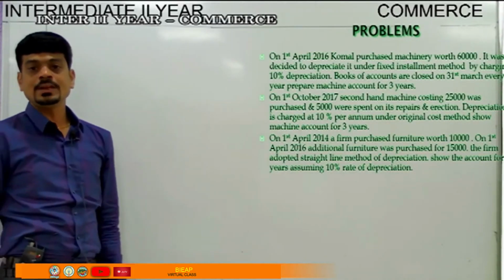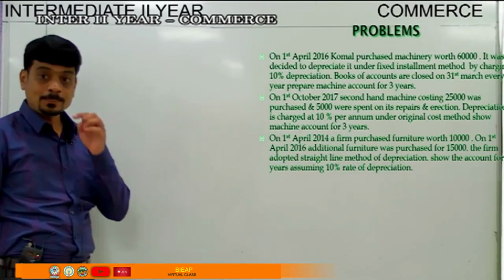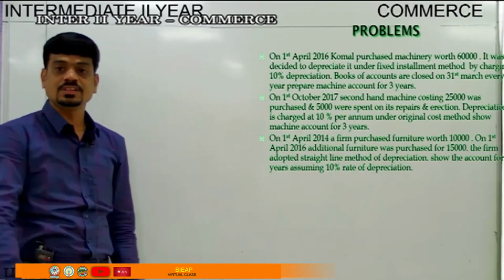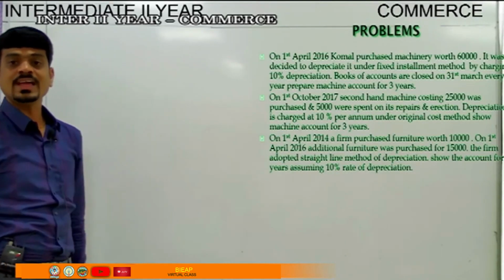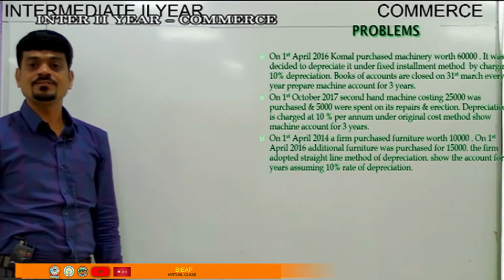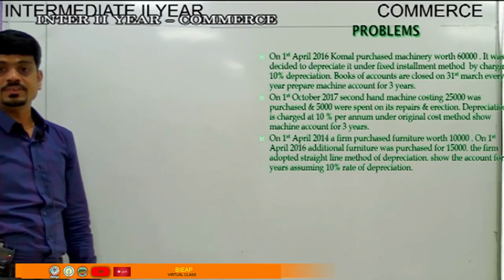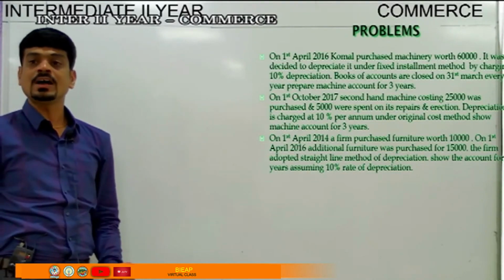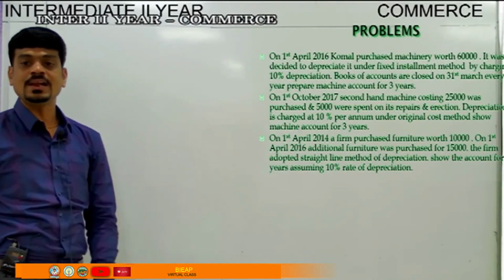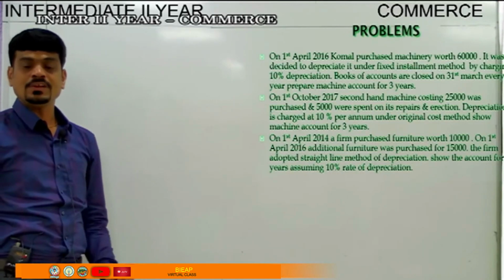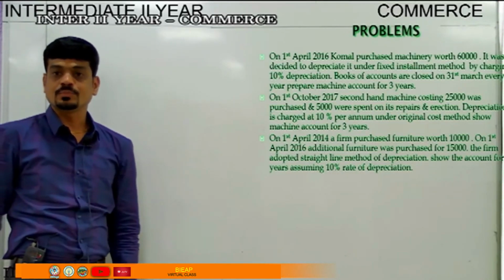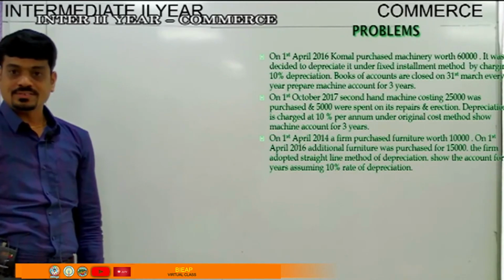On 1st April 2016, Komal purchased machine worth 60,000. It was decided to depreciate it under fixed installment method by charging 10% depreciation. Books of accounts are closed on 31st March every year. Prepare machine account for 3 years. Hope you all understood the question.